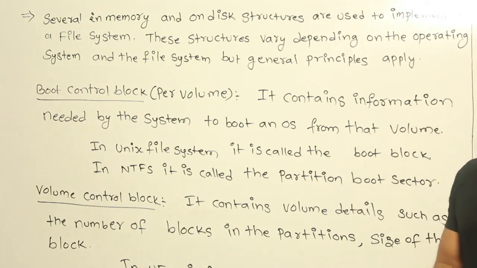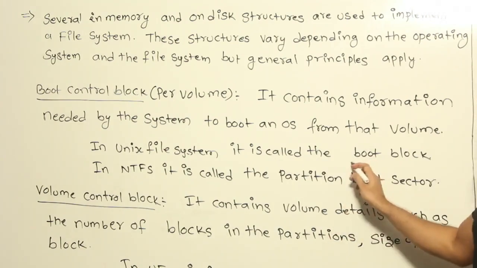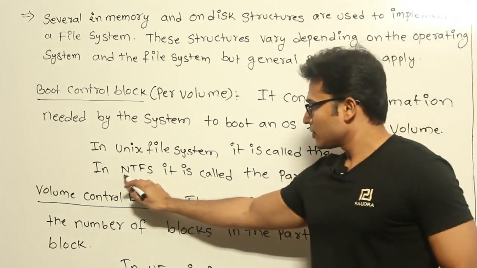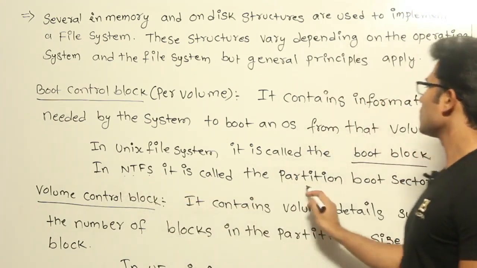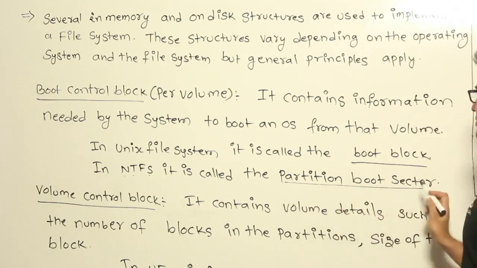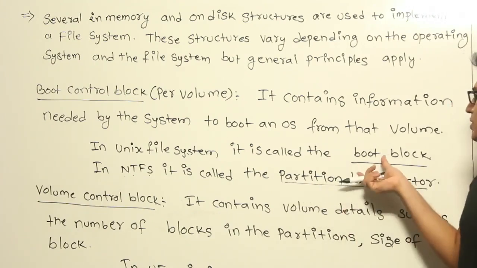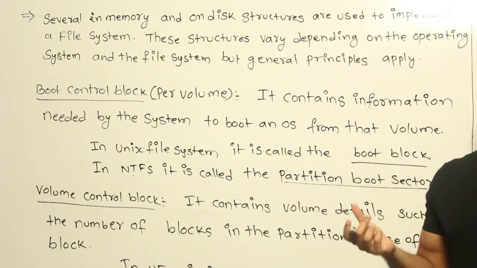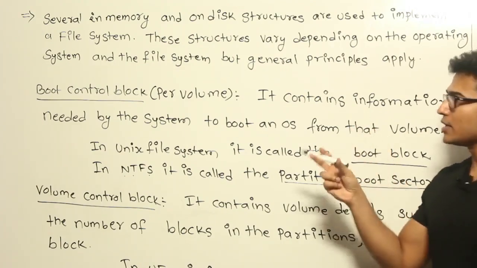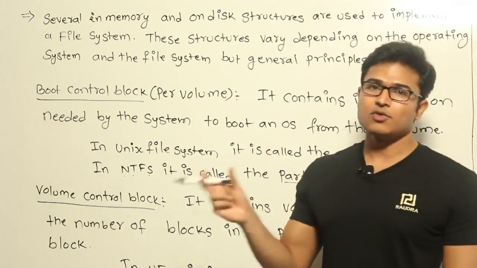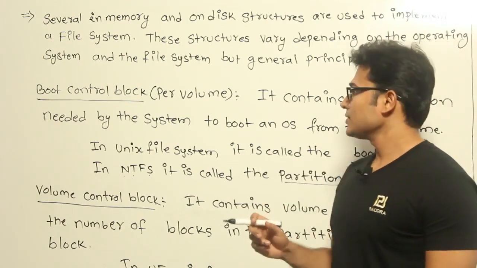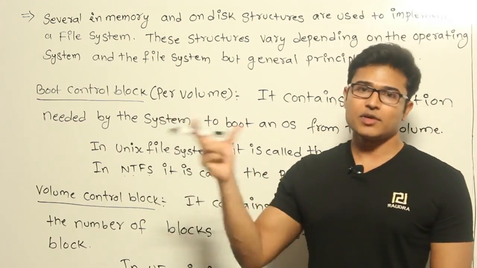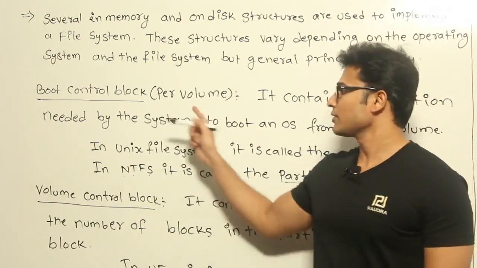That boot control block is a generic name, and the specific name coming to Unix is boot block. In NTFS, which means New Technology File System, it is called the partition boot sector. Got it? So the names are changing, but the concept is the same. Any operating system is going to have the first block dedicated, which says where to load the operating system from. Otherwise, if an operating system does not have this block, it is supposed to leave out some space for further implementation. Every operating system is supposed to have this.